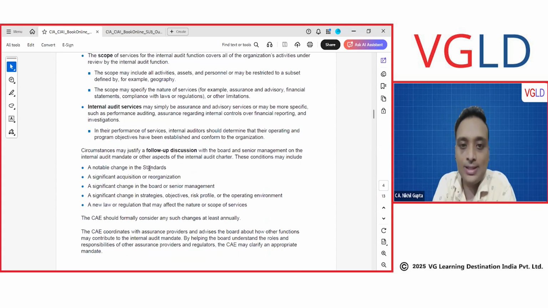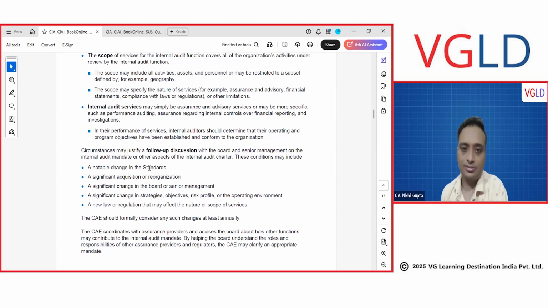Internal audit services may simply be assurance and advisory services, or may be more specific. Internal audit function is a broader concept. Sometimes we give both assurance and advisory services, and it may be more specific, such as performance audit. I told you, we are only doing segment auditing. We are not looking into the entire internal control environment of the company. We are only appointed for assurance regarding internal control over financial reporting, which is ICFR.